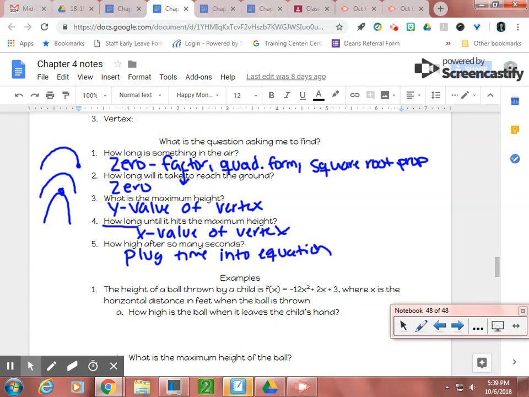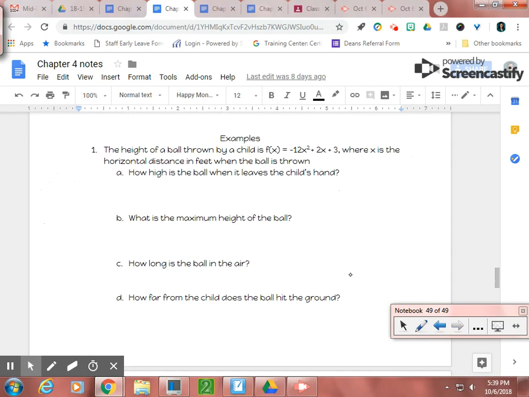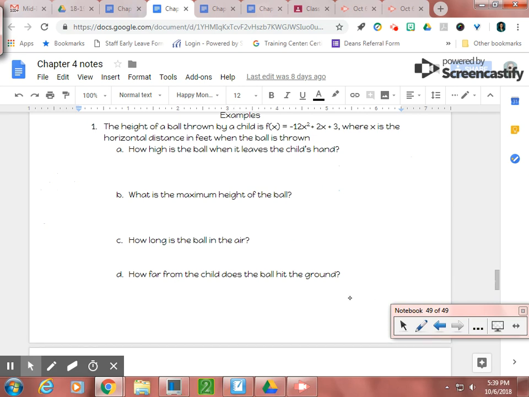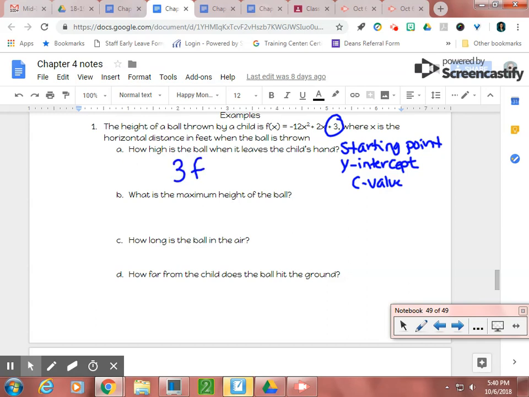All right, so then let's look at some examples of this. The height of a ball thrown by a child is modeled by the equation negative 12x squared plus 2x plus 3, where x is the horizontal distance in feet of the ball thrown. So how high is the ball when it leaves its hand? What it's asking for here is a starting point. What we know is the starting point is the y-intercept, and we know that the y-intercept is our c value. So this is an easy question. What's our c value? It's 3, so it starts 3 feet in the air. So the kid's probably about 3 feet tall.